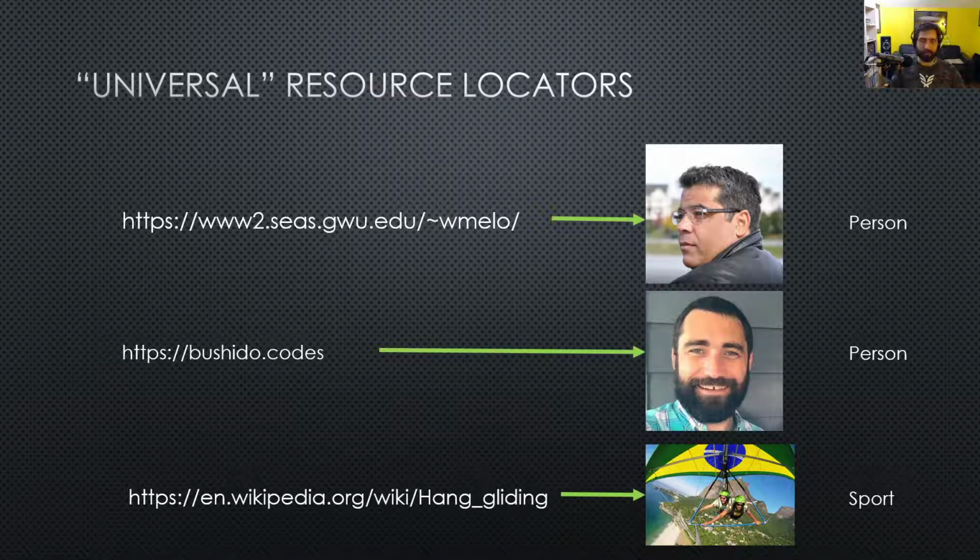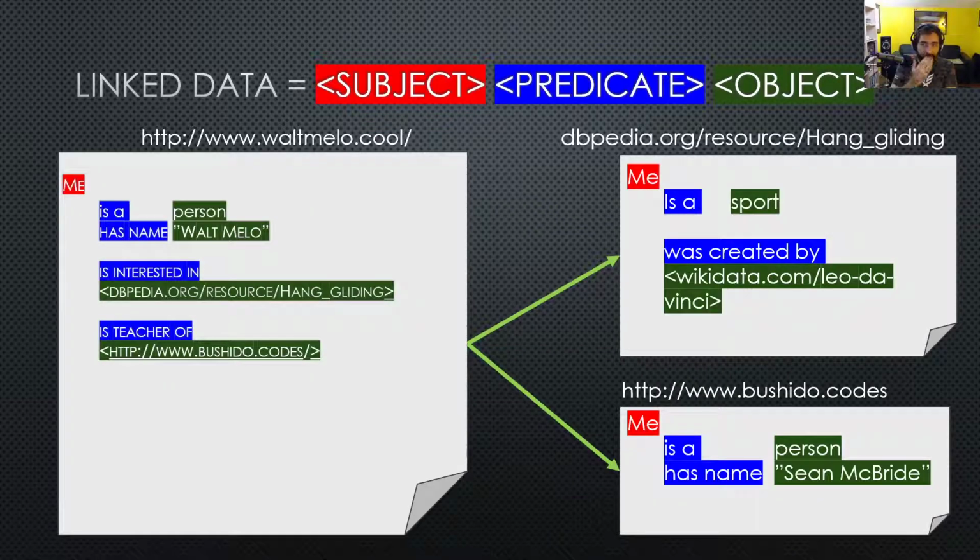I'm a person, I'm represented by a different website. And then there's an abstract thing called hang gliding, right? That's not a person, that's just an abstract concept, right? But it's also represented by a URL. And so we can link all those URLs together using linked data triples. This is written in that turtle format that I referenced earlier.